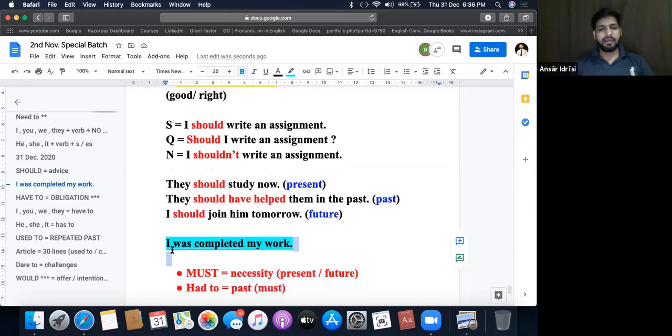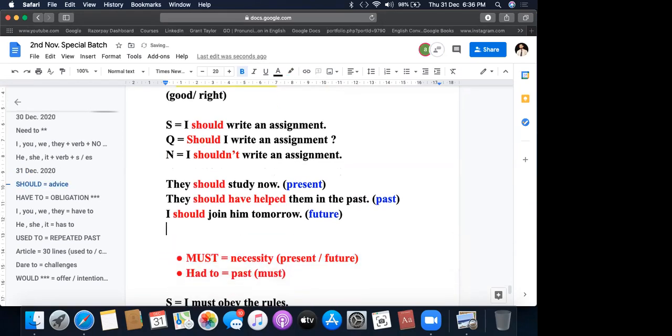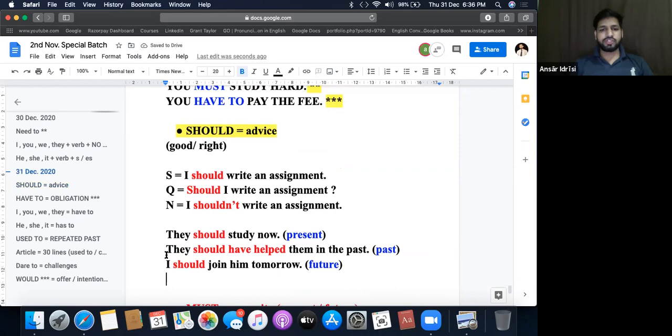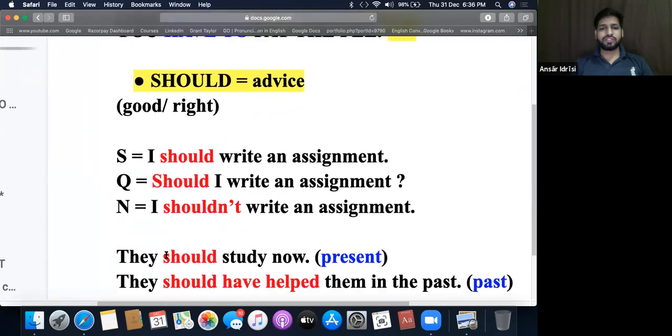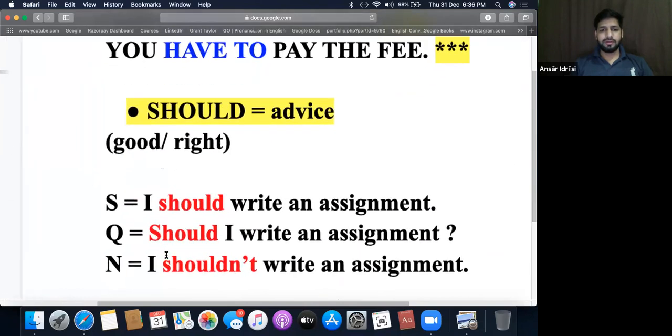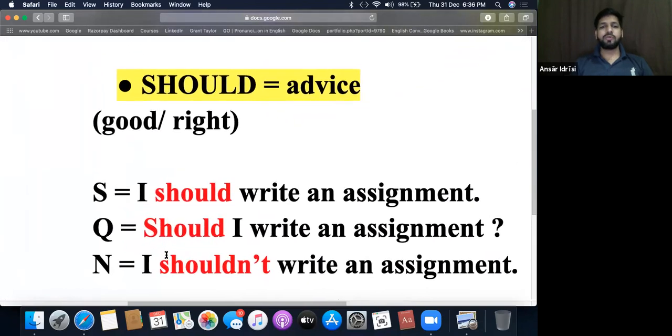Right. Okay. Yes. Any doubts to anyone with should? Any questions to anyone with should? Yes. Anyone would like to ask any questions regarding should? No. Now I want you to make sentences with should.